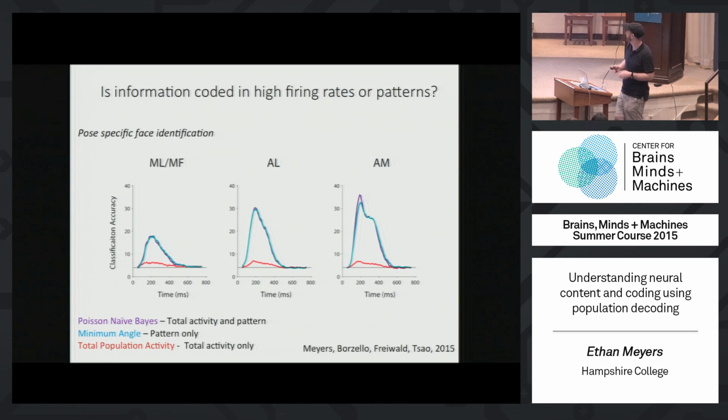And so what we see is that when we use the Poisson naive Bayes classifier that took the pattern and also the total activity into account, and when we use the classifier that took just the pattern into account, the minimum angle, we're getting similar results. So the overall activity was not really adding much. But if you just use the overall activity by itself, it was pretty poor.